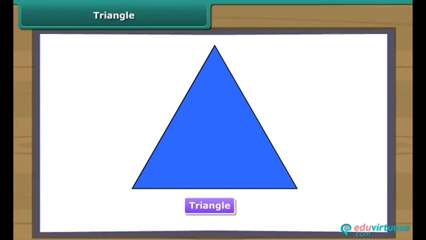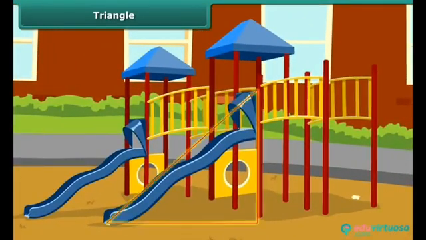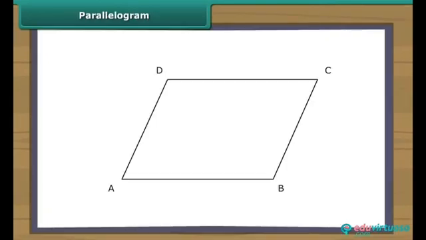Triangle. What is triangle? A triangle is a three-sided closed figure. Have you noticed the slider in the park? It is in the shape of triangle. So can we find the area of a triangle? Yes, we can find the area of a triangle by using the formula for area of triangle. For this, we require the measures of base and the height of triangle. Area of triangle is half the product of its height and base.